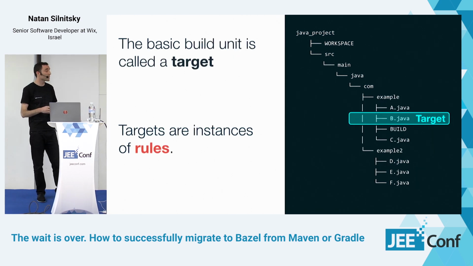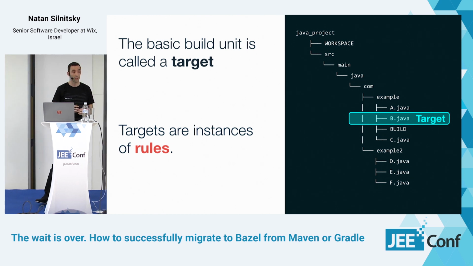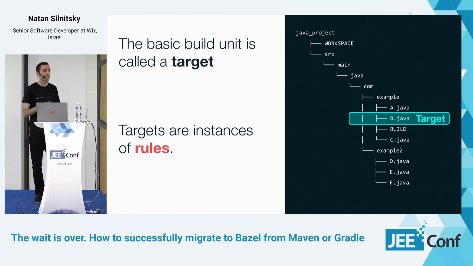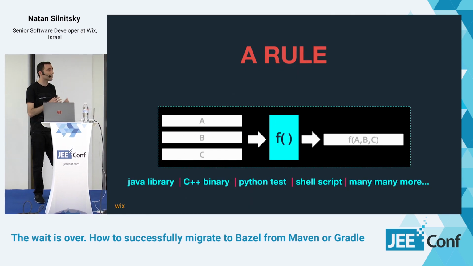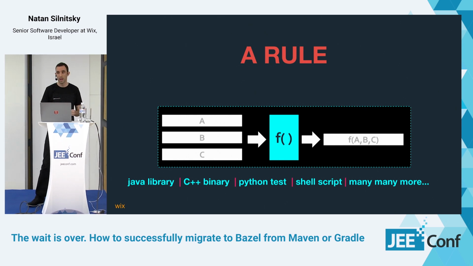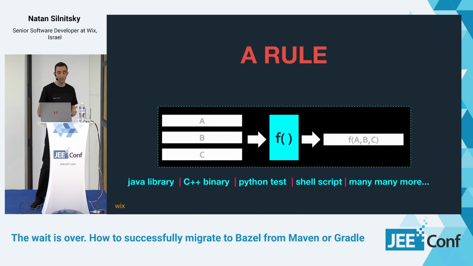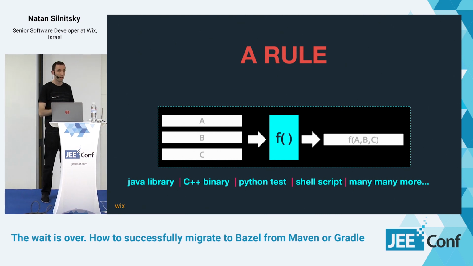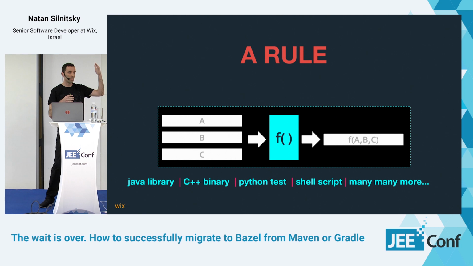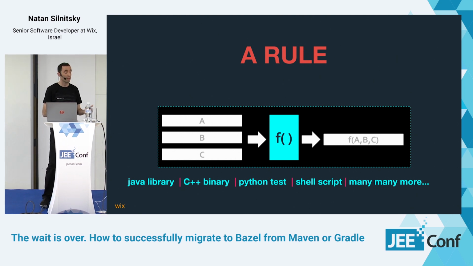With Bazel, the basic build unit is called a target. And targets are instances of rules. So you may think to yourself, what is a rule? Well, basically a rule is a function that takes a set of inputs and produces usually files as output. Now, Bazel is a generic build tool. That means it just has a dependency graph on many different rules, so you can build anything you like, basically.